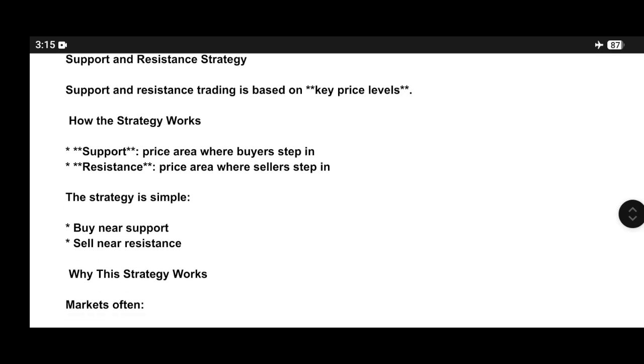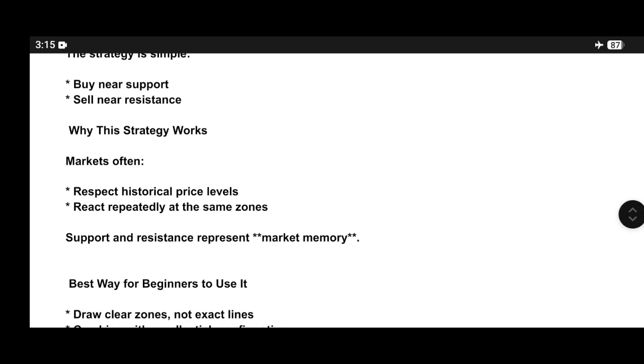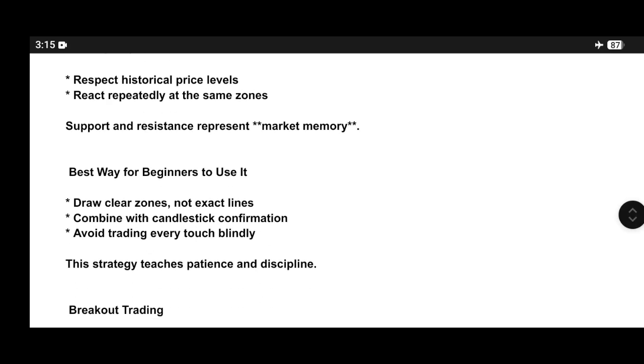The strategy is simple: buy near support and sell near resistance. Why this strategy works is this: markets often respect historical price levels and also react repeatedly at the same zone. Support and resistance represent market memory. The best way for beginners to use it is this: draw a clear zone, not an exact line. Combine with candlestick confirmation. Then also avoid trading every touch blindly. This strategy teaches you patience and discipline.